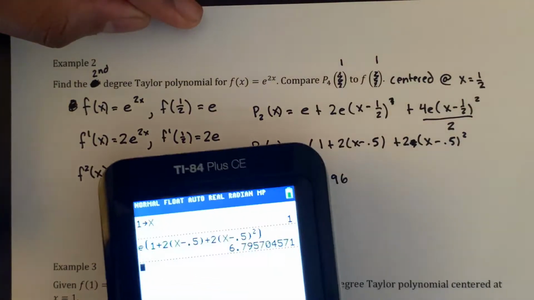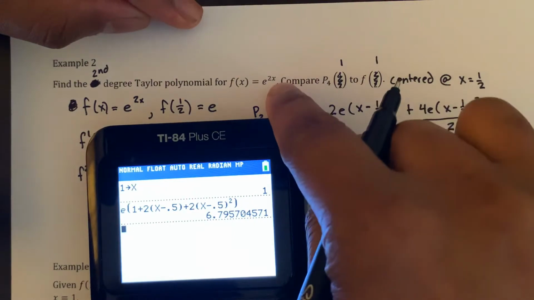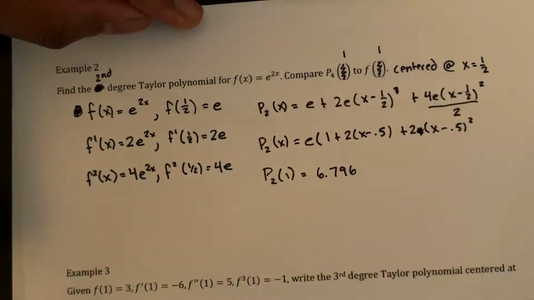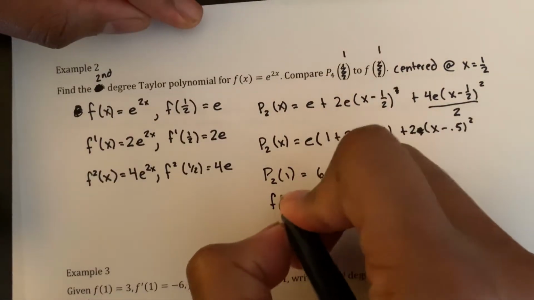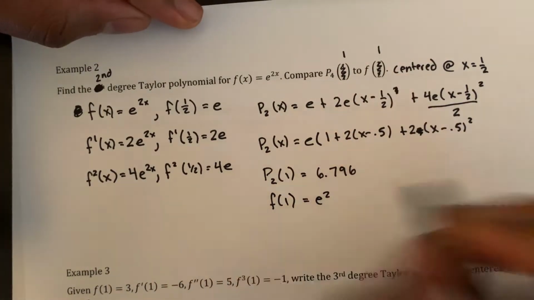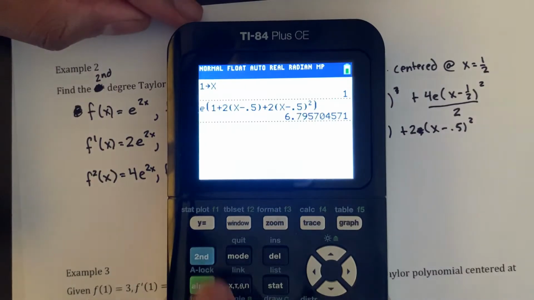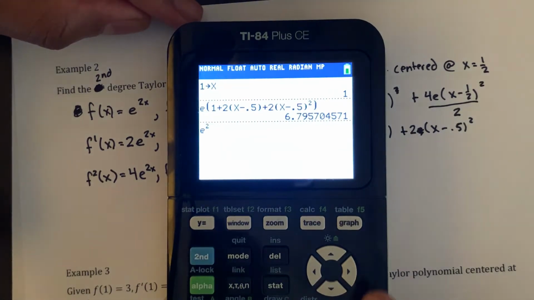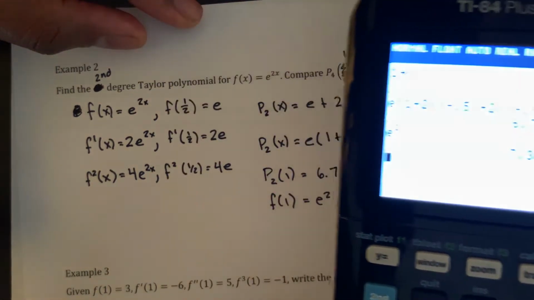And then if we just substitute in 1 to get f of 1, we see that f of 1 is going to be e squared, and we can just throw that directly into the calculator. So e squared is 7.389.